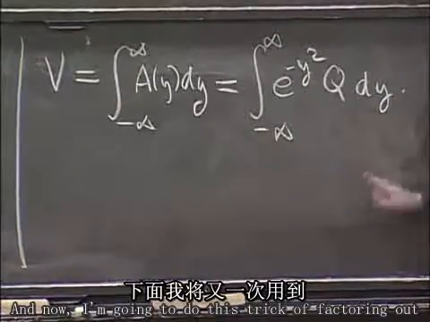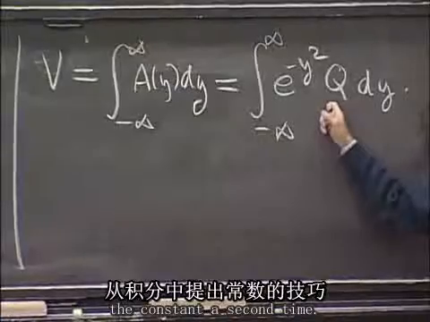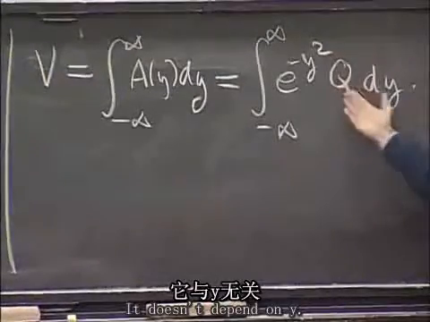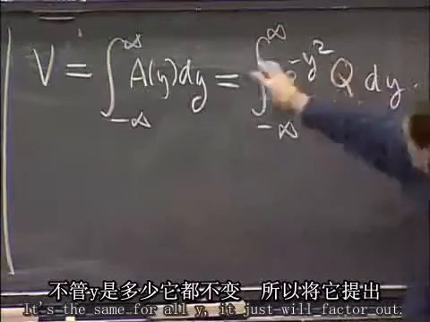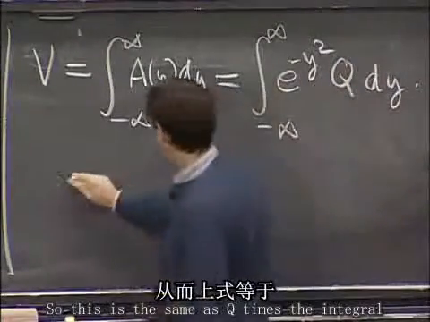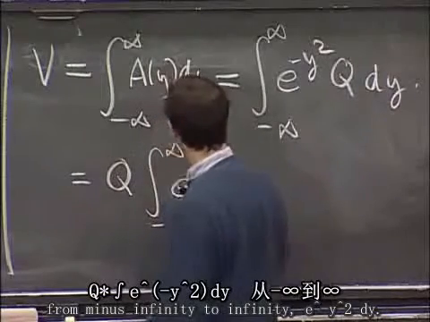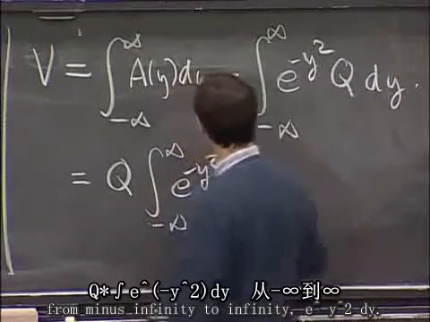And now I'm going to do this trick of factoring out the constant a second time. This is a constant. It doesn't depend on y. It's the same for all y. It just will factor out. So this is the same as q times the integral from minus infinity to infinity, e to the minus y squared dy.